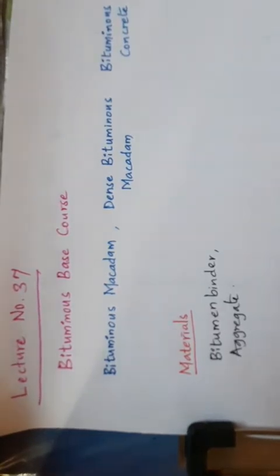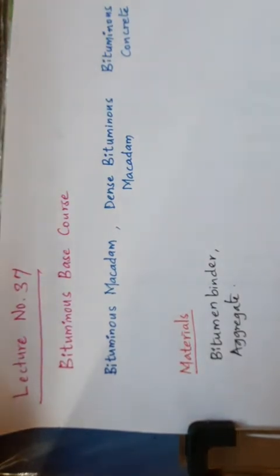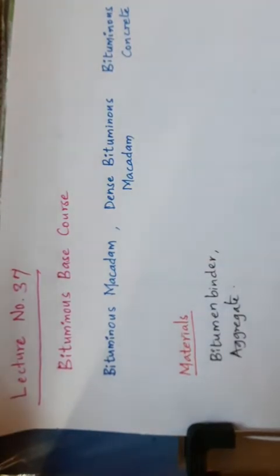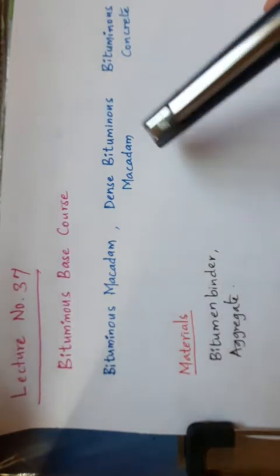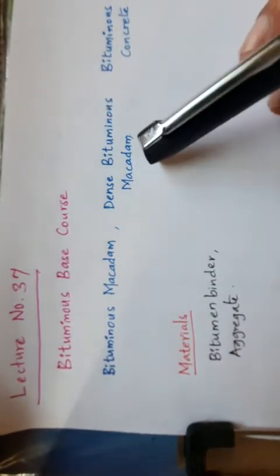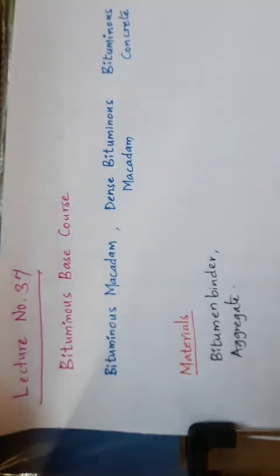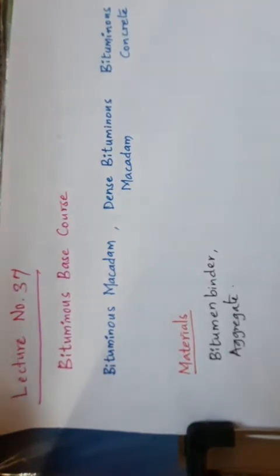Today we will see lecture number 37, bituminous base courses. In bituminous base course we have the bituminous macadam, then built up spray grout, or the penetration macadam, and later we are going to see the DBM, dense bituminous macadam, and bituminous concrete. We call this BC. In all these three types, the materials and the gradation are going to change along with the bitumen content, that is the binder. The rest of the construction steps are going to remain the same.